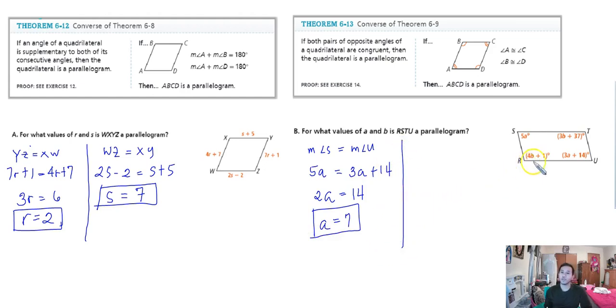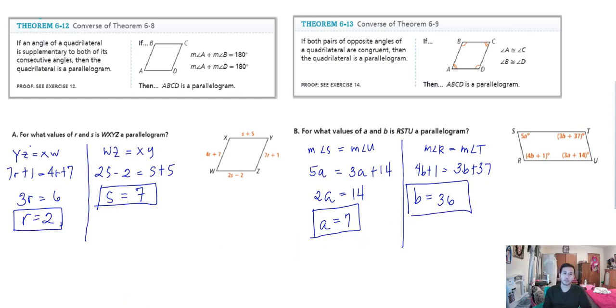Now the same with R and T. The measurement of angle R is equal to the measurement of angle T. Plug them in. So 4B plus 1 is equal to 3B plus 37. So this is 4 minus 3, because if I transpose that, it will only be B. So 37 minus 1 would be 36. So the value of B would be 36.